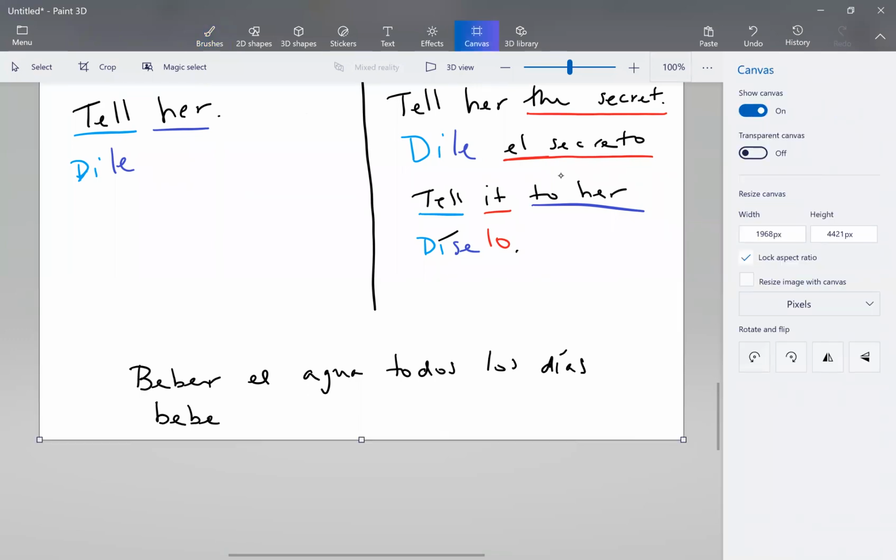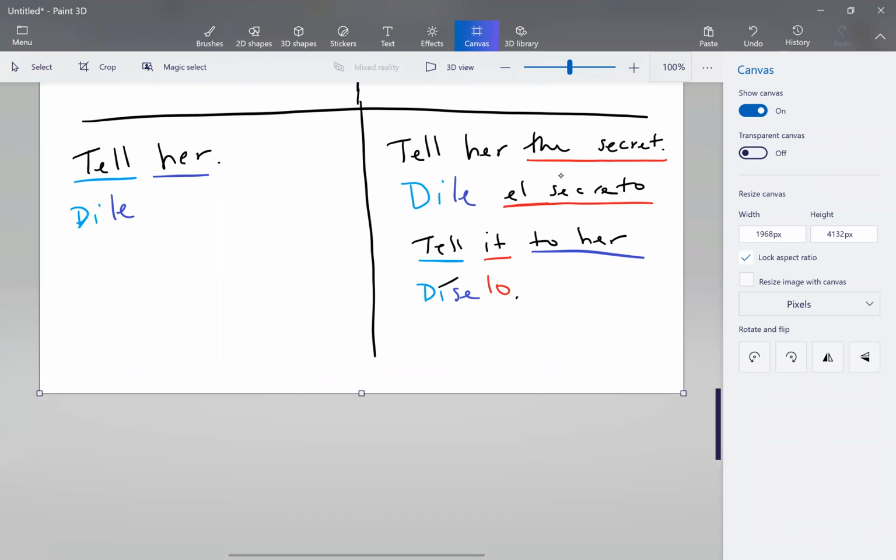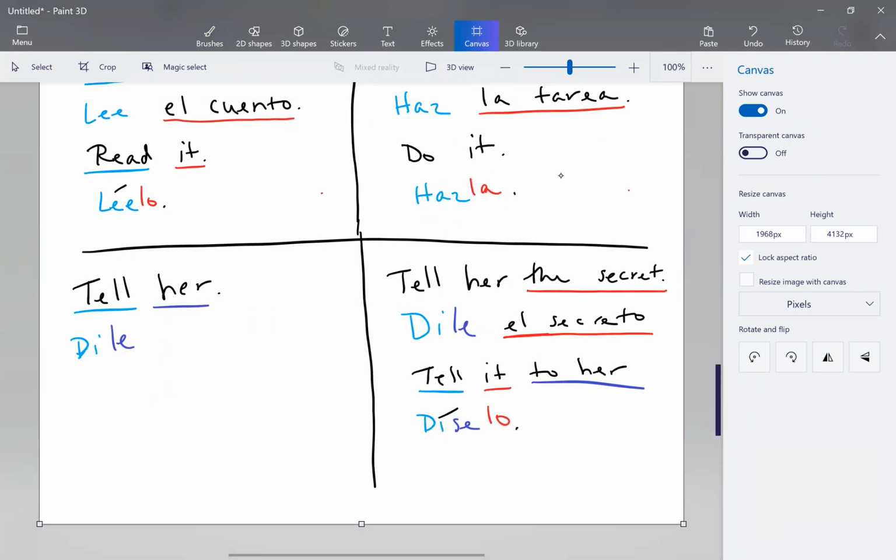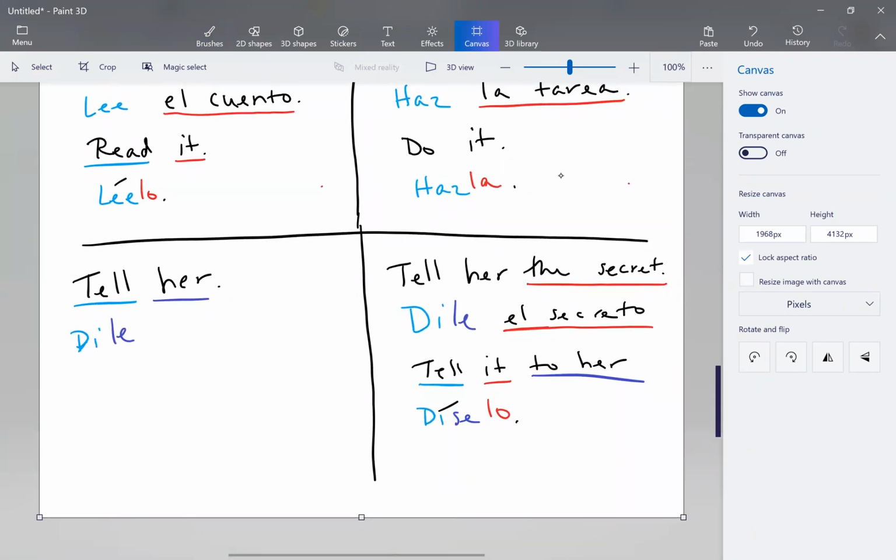Okay, any questions, guys? So I don't need to change the el agua to lo? No, we're keeping it real simple. We're just working with the verbs this time. Okay.